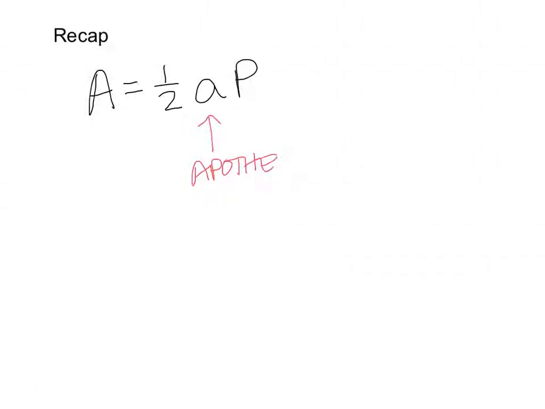I sort of did a little recap there, but I just want to remind us all of what's going on. For finding the area of any regular polygon, you can use the formula 1/2 apothem times perimeter. So remember that the apothem is that distance from the center down to the midpoint of a side. And the P is the perimeter all the way around.